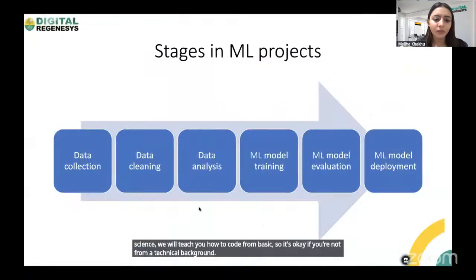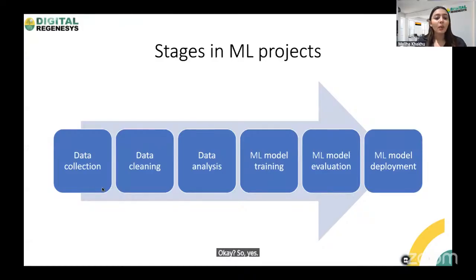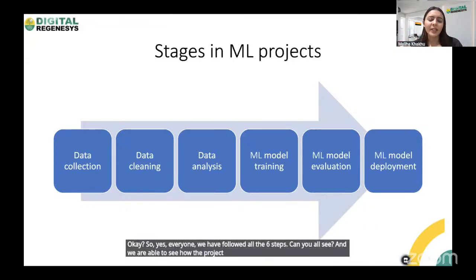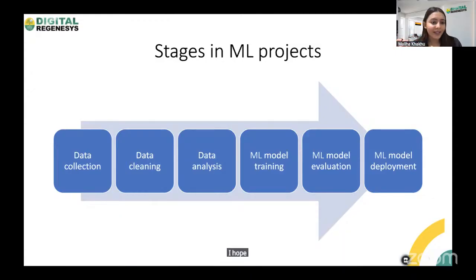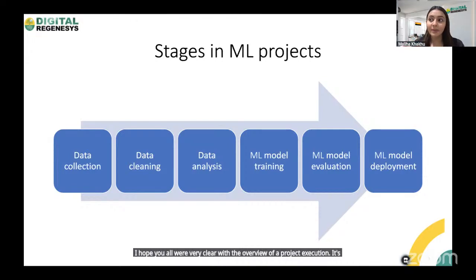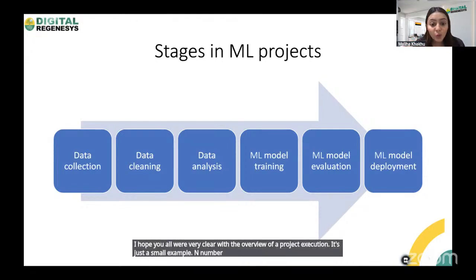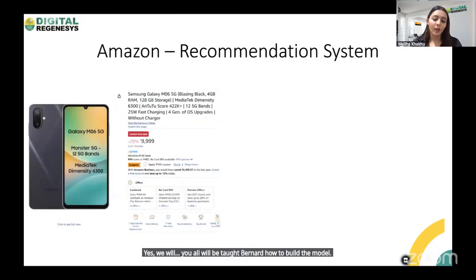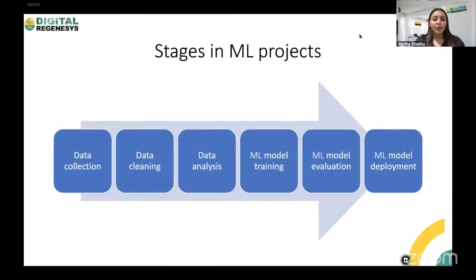Okay. So yes, everyone, we have followed all the six steps. Can you all see? We are able to see how the project execution takes place. Obviously, not the coding part, but an overview. I hope you all are very clear with the overview of a project execution. It's just a small example. N number of companies use these models for doing their work. Yes, you all will be taught, Bernard, how to build the model. Okay, so let's move on.